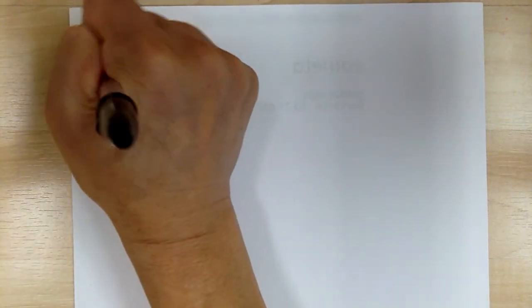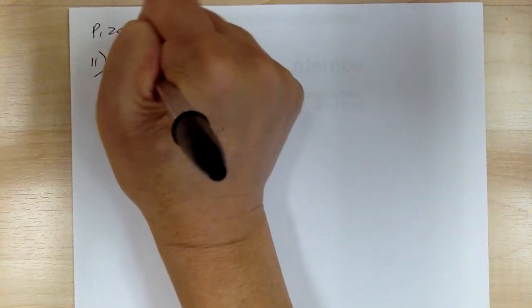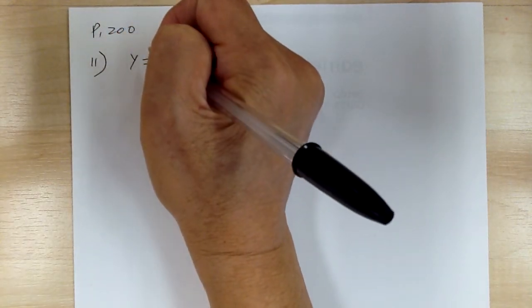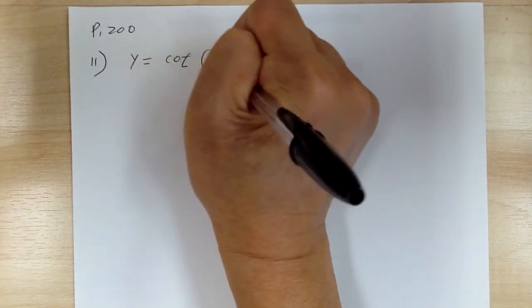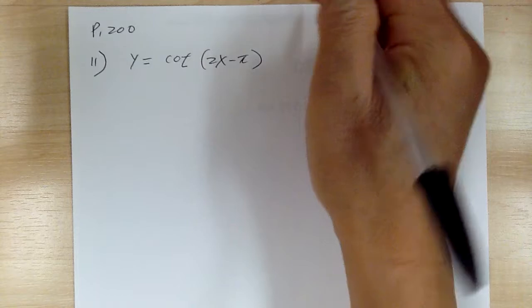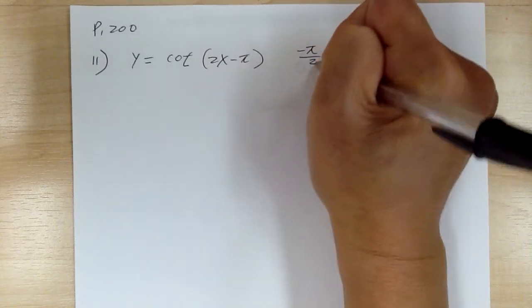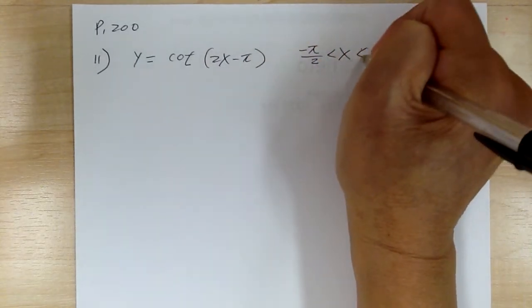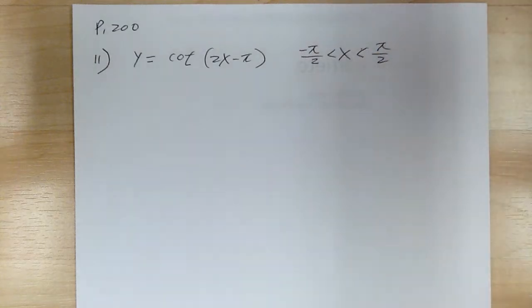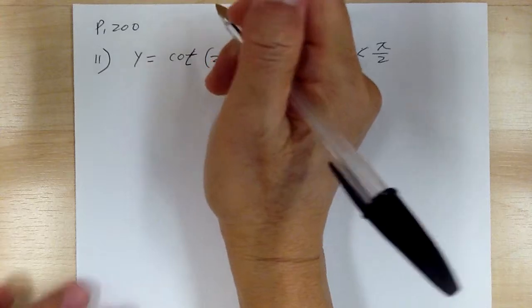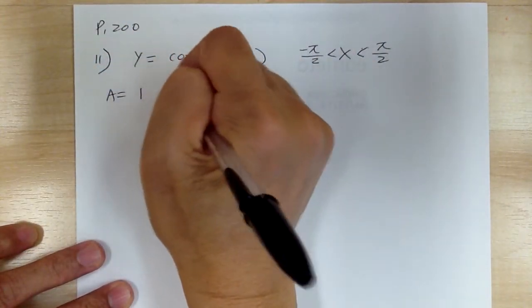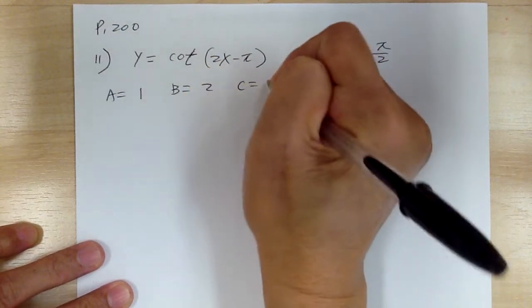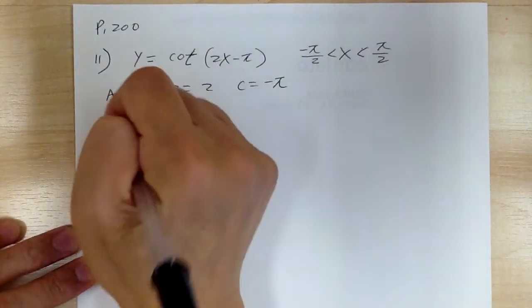Okay, let's do number 11. You have y equal to cotangent 2x minus pi, and you go from negative pi over 2 to positive pi over 2. Again, every problem you do the same way, right? So get the a: a equal to 1, b equal to 2, c equal to negative pi, and k equal to 0.